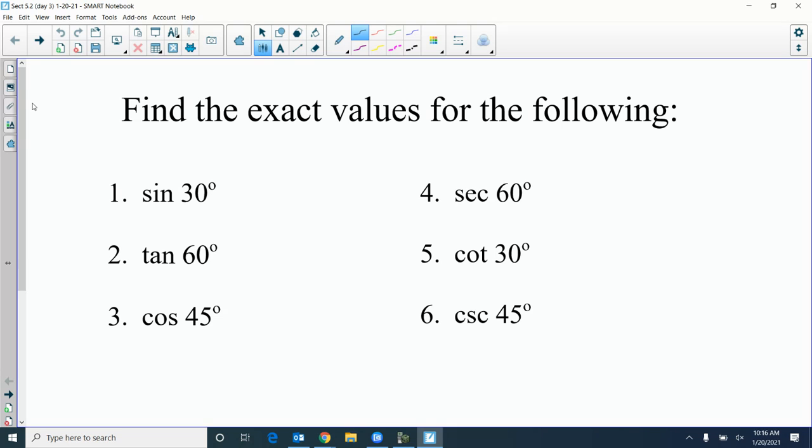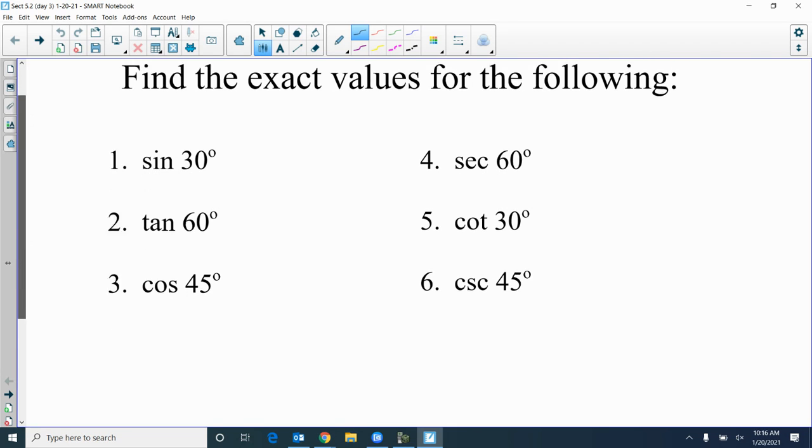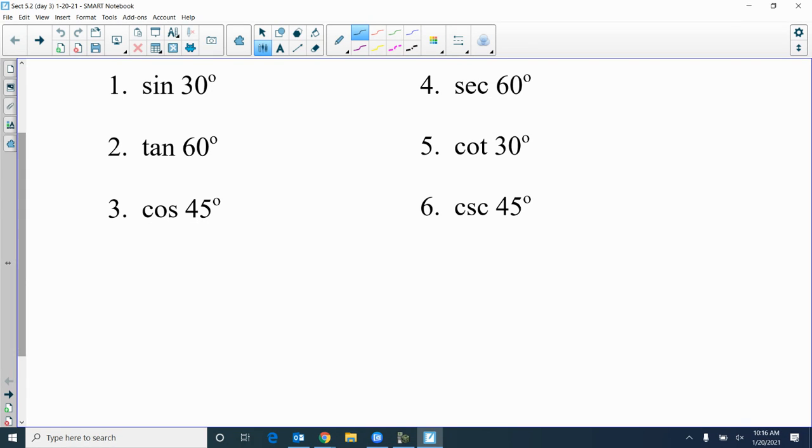All right, for the exact values, anytime you see that, no decimals, keep things in terms of radicals. Since we have 30, 60, and 45, you need to know what those triangles are and how to create them. I don't want you to memorize what sine of 30 is, although you will probably have that memorized before too long. I want you to be able to develop it.